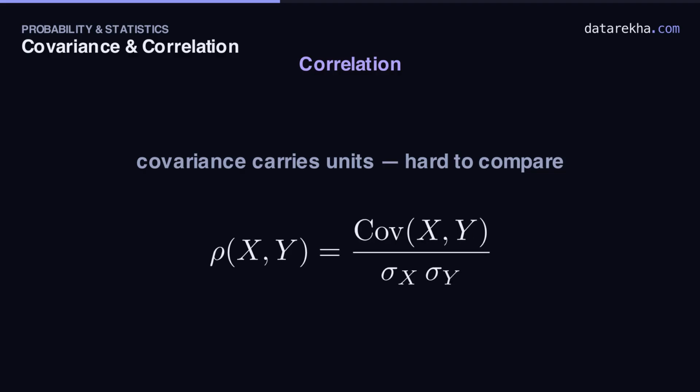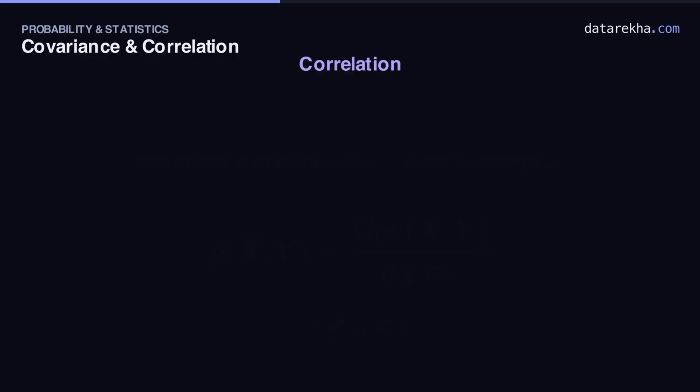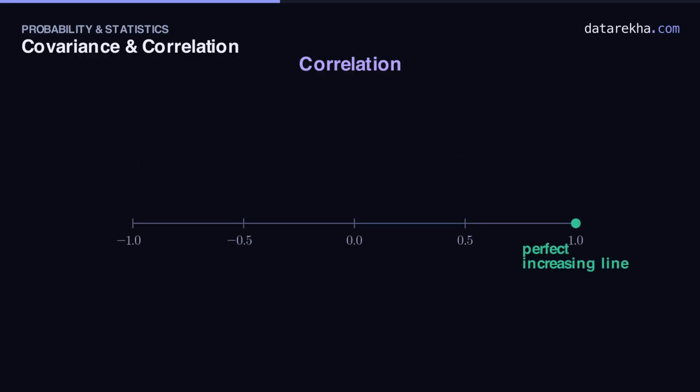The correlation coefficient, written rho, is the covariance divided by the two standard deviations, sigma x and sigma y. Dividing away the units squeezes the answer into a fixed, unit-free scale. Rho always lands between -1 and 1, no matter what you measured. And the endpoints have crisp meanings.